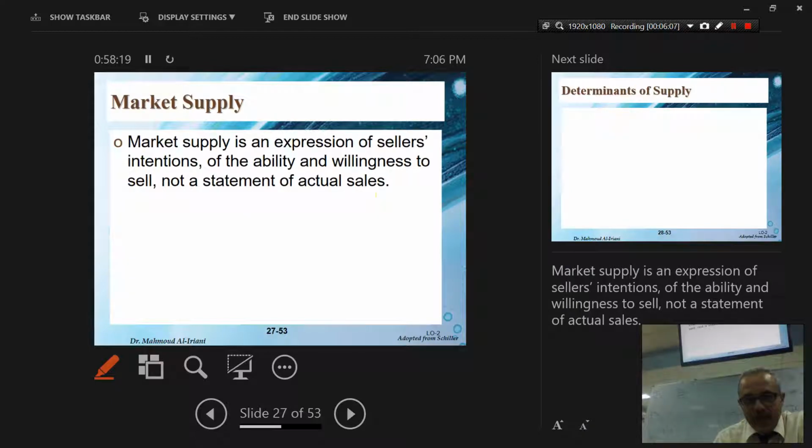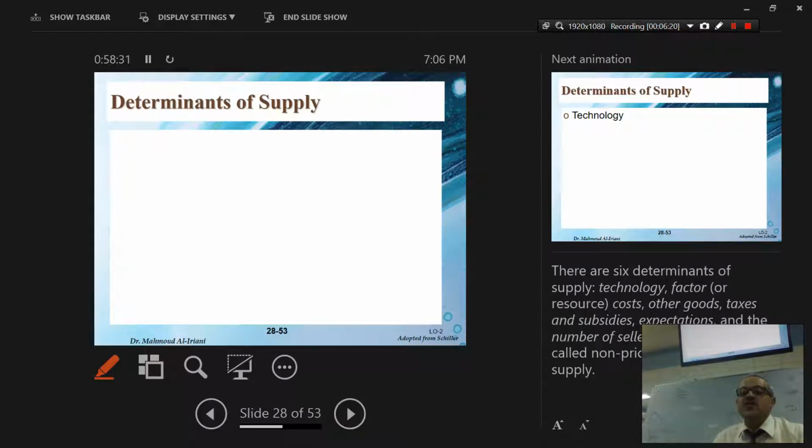Now, market supply is an expression of the seller's intention. So here we're talking about seller intention, and it's the ability and willingness to sell, not a statement of actual sales. And determinants of supply. What do you guys guess as determinants of supply? Should be the same, right? The price of factors. Remember when we talk about babysitting, what will make people babysit more? The list price.